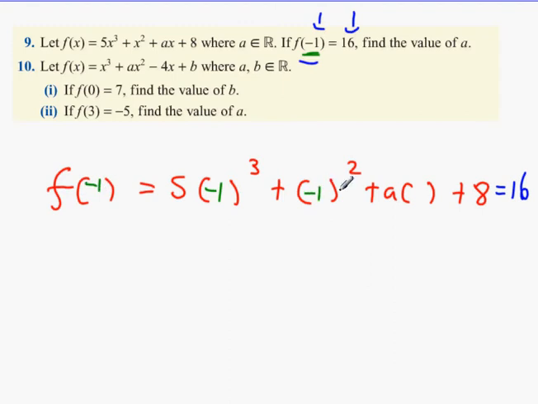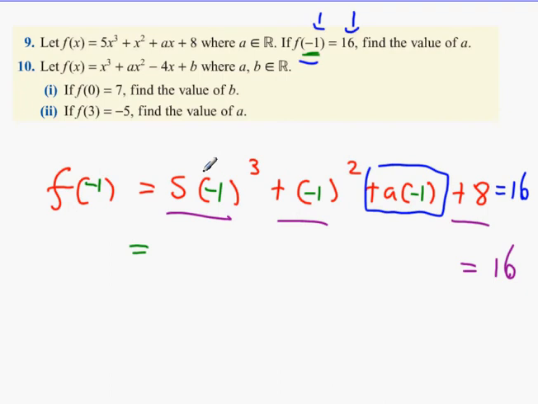So you replace all the x's with minus 1s. Now what happens? What's minus 1 cubed? Minus 1. Multiply by 5? You can put everything but the a in the calculator. You're leaving the 16 where it is. Okay? And what you're going to get is minus 5 plus 1 is minus 4. Minus 4 plus 8 is 4. So you're going to get 4 minus a equals 16.